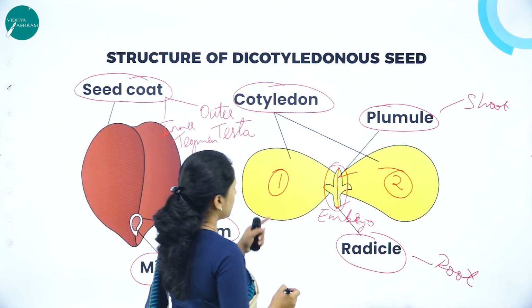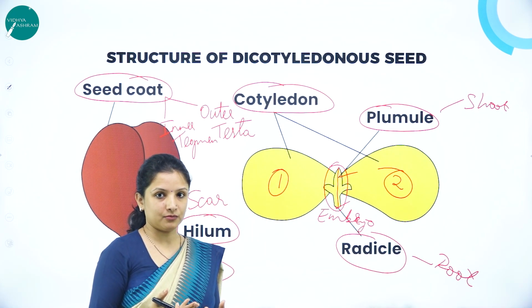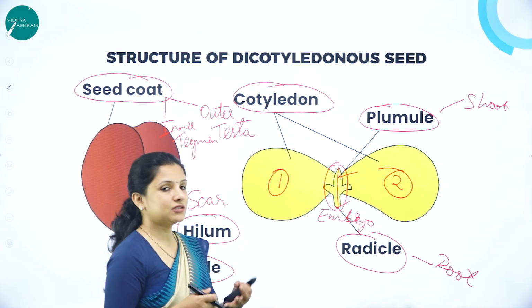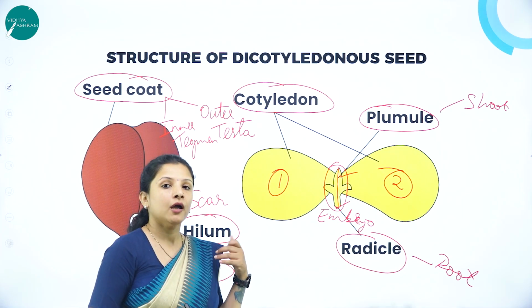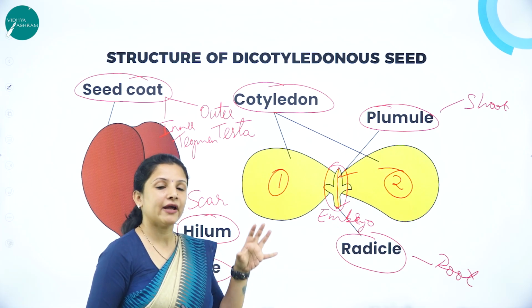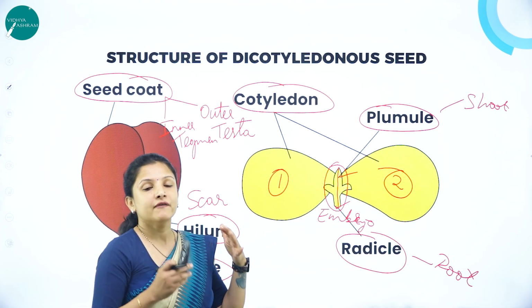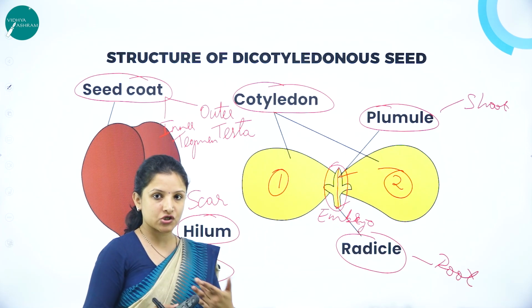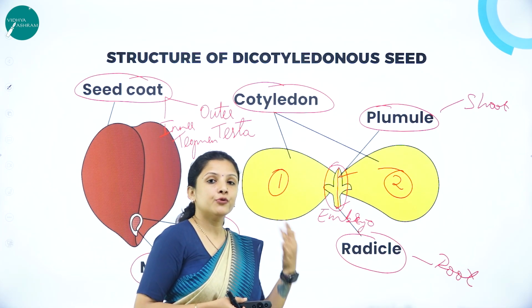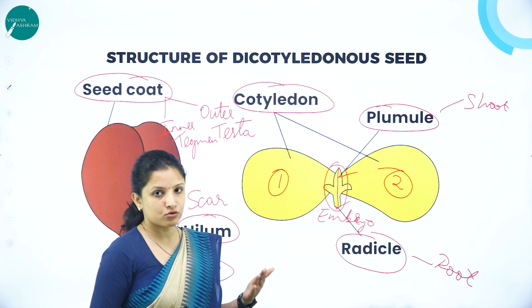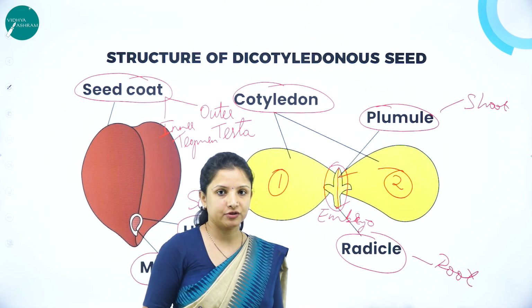And there is something called endosperm also. What is the function? Some of the seeds may be endospermic, some may be non-endospermic. Endospermic seeds have endosperm in their cotyledon, which acts as a nutritive tissue that provides nutrition to the developing embryo so that it can properly form the shoot and the root. So that is about endospermic.